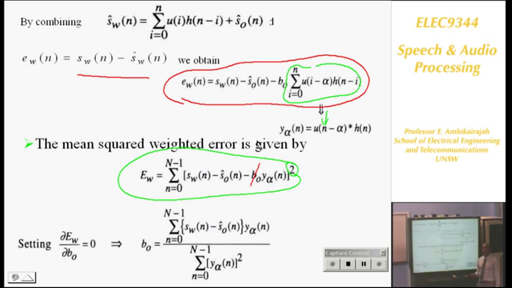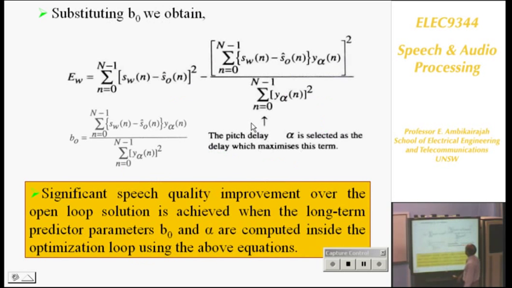Now we want to get b naught. We are calculating the same as before: we differentiate this one with respect to b naught. If you do that and manipulate, b naught becomes that. Then the next step is, you substitute for b naught, and you get Ew equal to that and the whole lot. Now you have got a problem. You don't know when this will be minimum. We have calculated b naught already. So to find out when this is minimum, you compute this again and again for various values of alpha, and one of the alphas will give you the minimum.